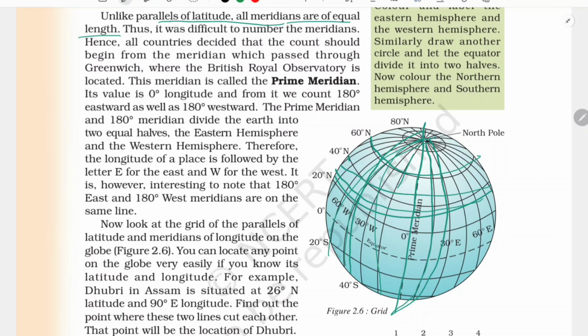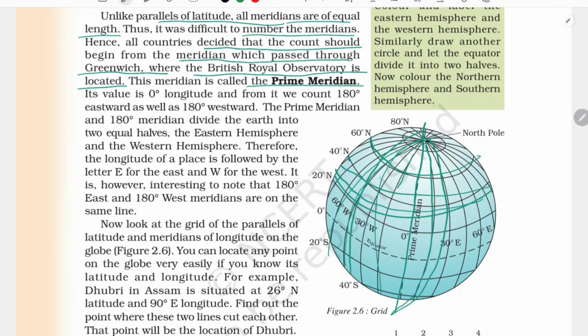All right. So it was difficult to number the meridians, hence all countries decided the count should begin from the meridian which passed through Greenwich, where the British Royal Observatory is located, and this meridian is called the prime meridian. As it decreases when meeting the pole, it becomes difficult to number the meridians.